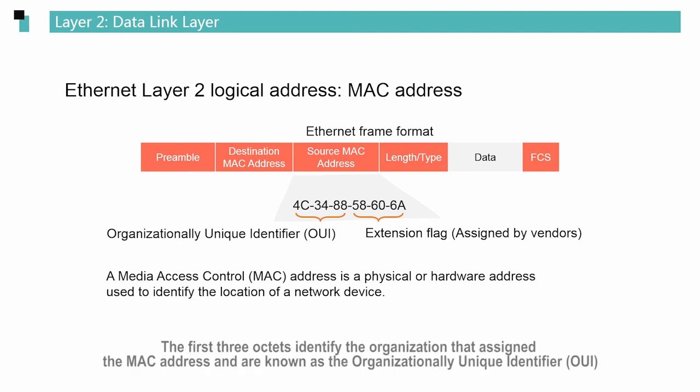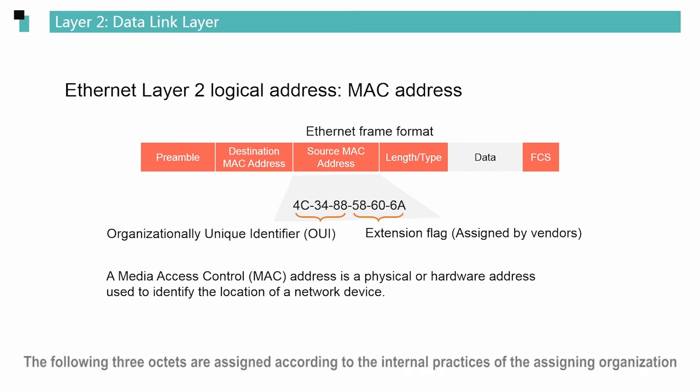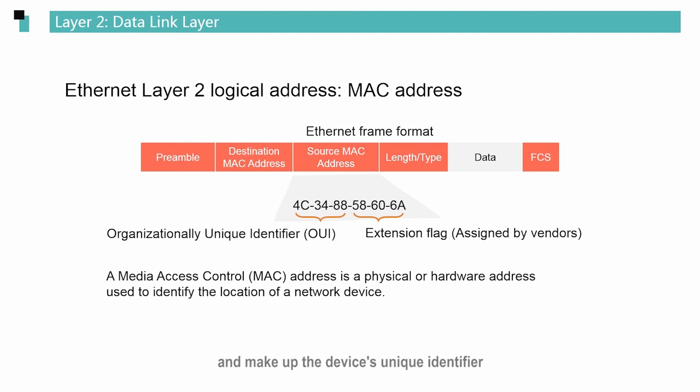The first 3 octets identify the organization that assigned the MAC address and are known as the Organizational Unique Identifier, OUI. The following 3 octets are assigned according to the internal practices of the assigning organization and make up the device's unique identifier, known as an extension identifier.